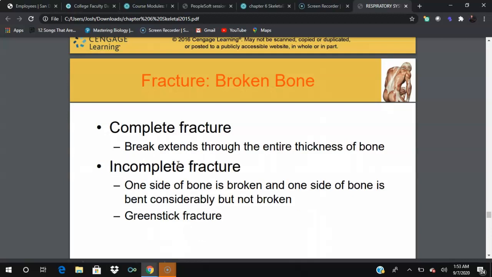Then we can look at the bone itself and say, is the fracture complete all the way through, or is it incomplete? When we have a complete fracture, that is a break that extends all the way through the entire thickness of the bone. And then we have an incomplete fracture where one side is broken or bent considerably, but not broken. One side is broken, but the other side is not.